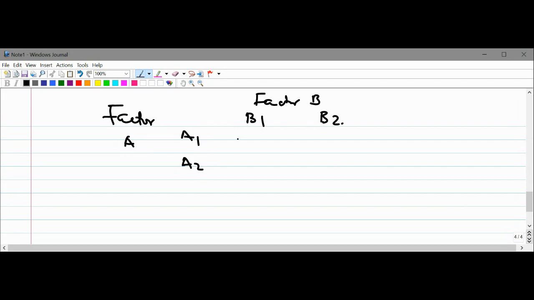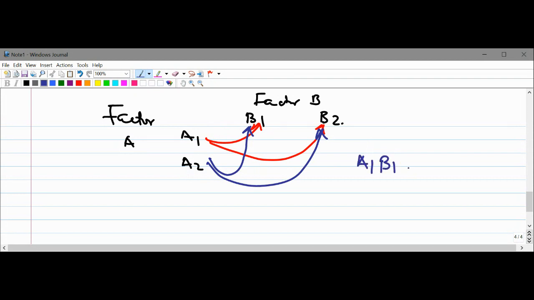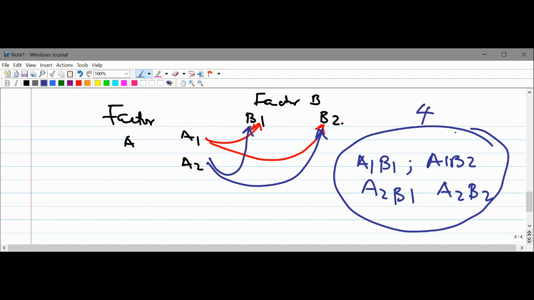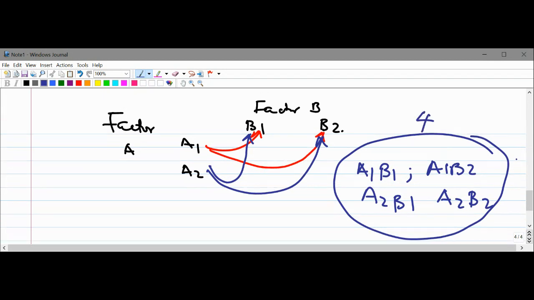So let's check the combinations that we're talking about. It can be A1 and B1, A1 and B2, right? That's what we're saying, 4 levels, isn't it? So it means we have A1, B1, another one is A1, B2, A2, B1, A2, B2. That is why we have 4. This is the example from the study guide.